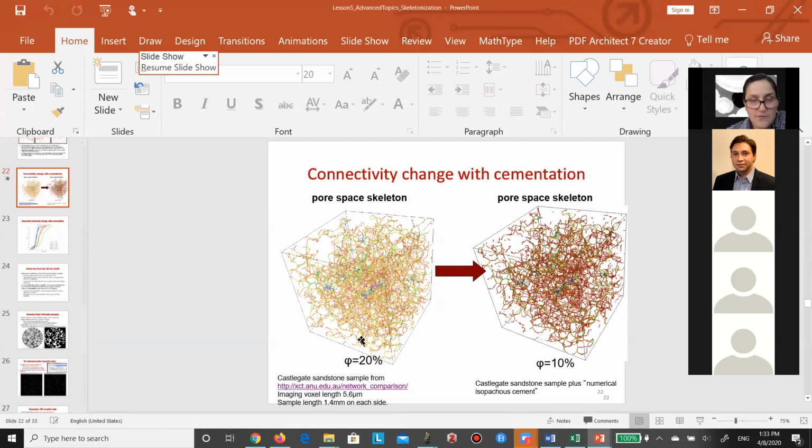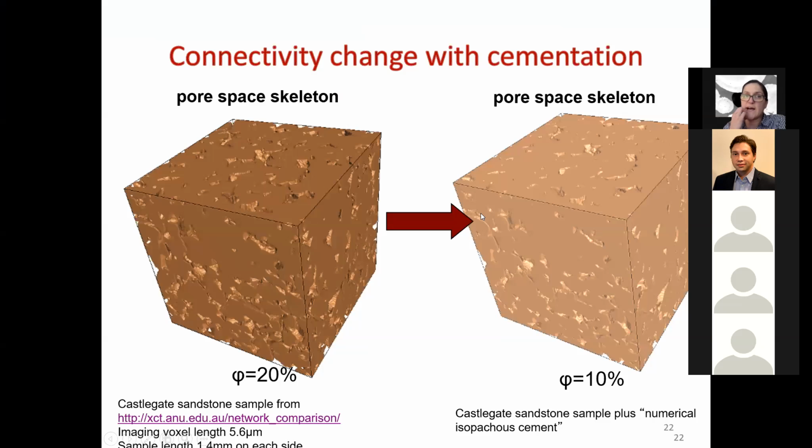So I will show you how connectivity changes and how these skeletons can be used to look at it. What I did is I took the original sandstone image, which was posted as segmented, and that had a porosity of 20%. Then I basically grew the boundaries, which you can do by a simple dilation of the boundaries algorithm, though I used level sets for that.